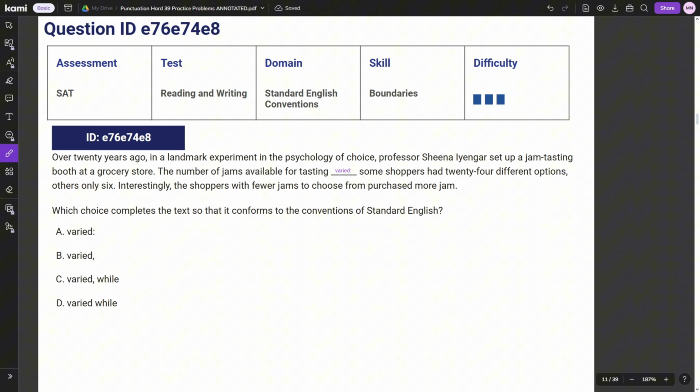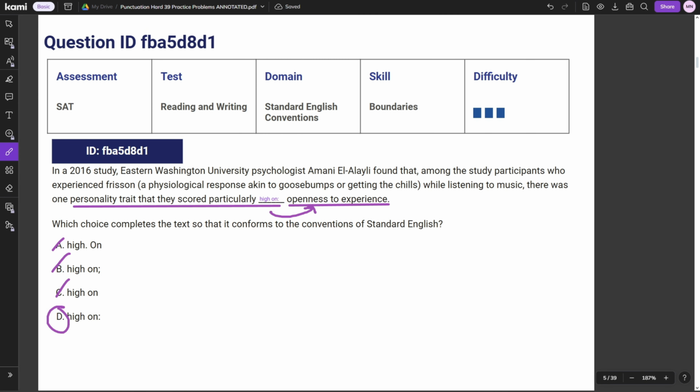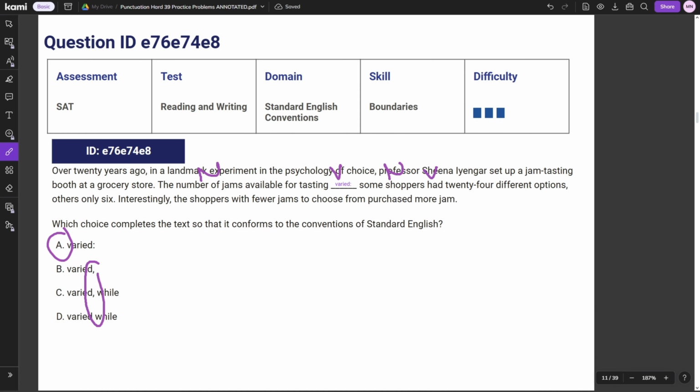It can be an explanation or a list, like I've said, but it could also be a complete sentence or an incomplete sentence. In the last question we had on colons, you'll notice that everything after the colon was an incomplete sentence. I mean, openness to experience, that is not a complete sentence. In our current question, everything after the colon is, however, a complete sentence. So that's why we can use a colon in this case.